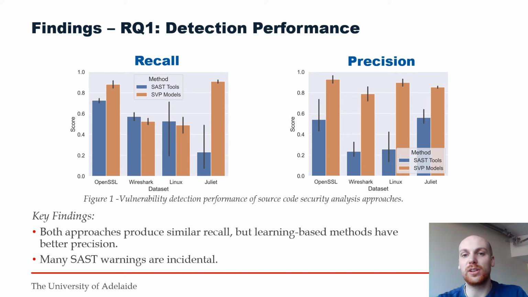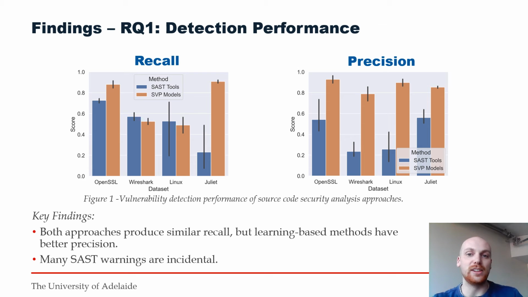However, when we look at precision, we notice that the SVP models drastically outperform the rule-based methods. This is because the SAS tools are producing a much larger number of warnings to inspect. They err on the side of caution, so they tend to over-warn and over-predict. This results in a very high number of false positives.